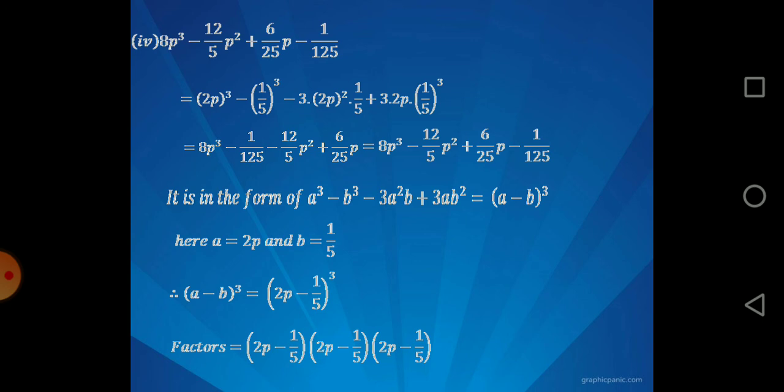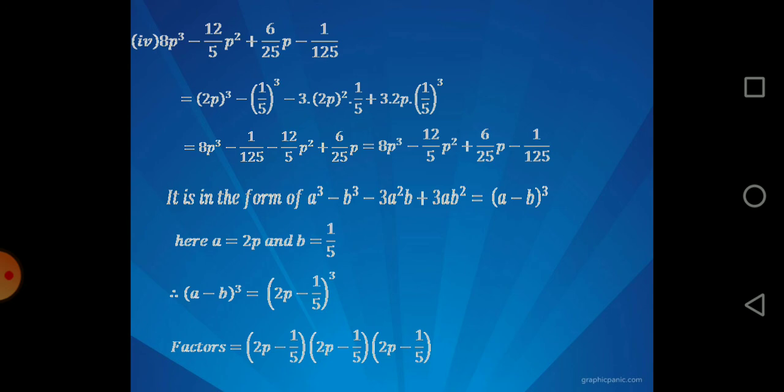So do we find two perfect cube terms? Yes. 8p cube is a perfect cube term and minus 1 by 125 is also a perfect cube term. So we have come to know a and b term easily. Let us write down a cube minus b cube term. That is 8p cube we are writing as 2p whole cube, and minus 1 by 125 is the cube of 5. We write it as 1 by 5 whole cube. Again here we have come to an understanding that a is 2p and b is 1 by 5.